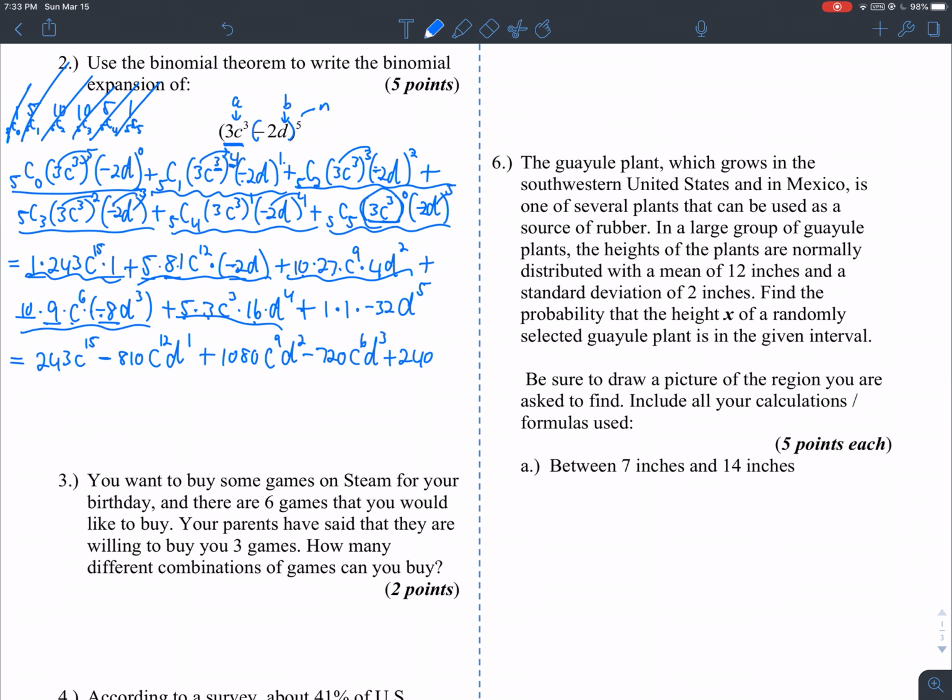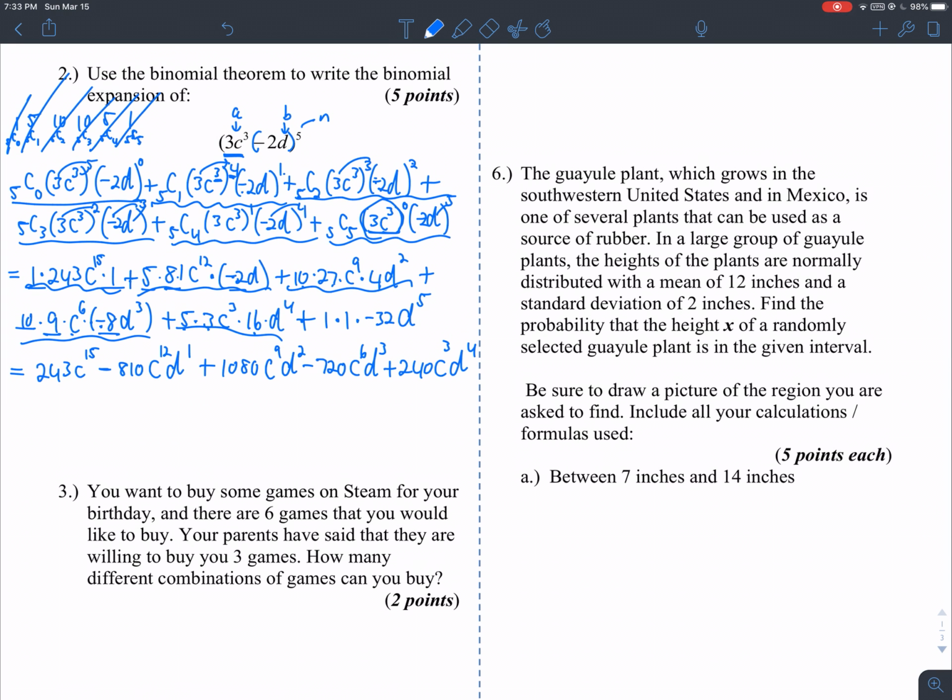And then I get C cubed and D to the 4th. Okay, and then the very last term, I'm going to squeeze it in here, is a positive times a negative, so that's a negative, and then 1 times 1 times 32, that's just 32, and D to the 5th. All right, so we're done with this term. Okay, so that shows all the work, that's the whole thing.